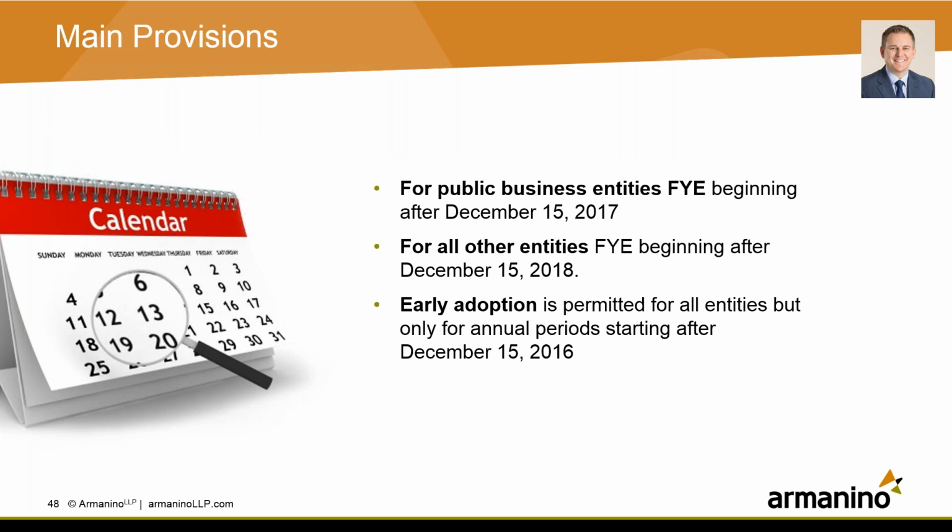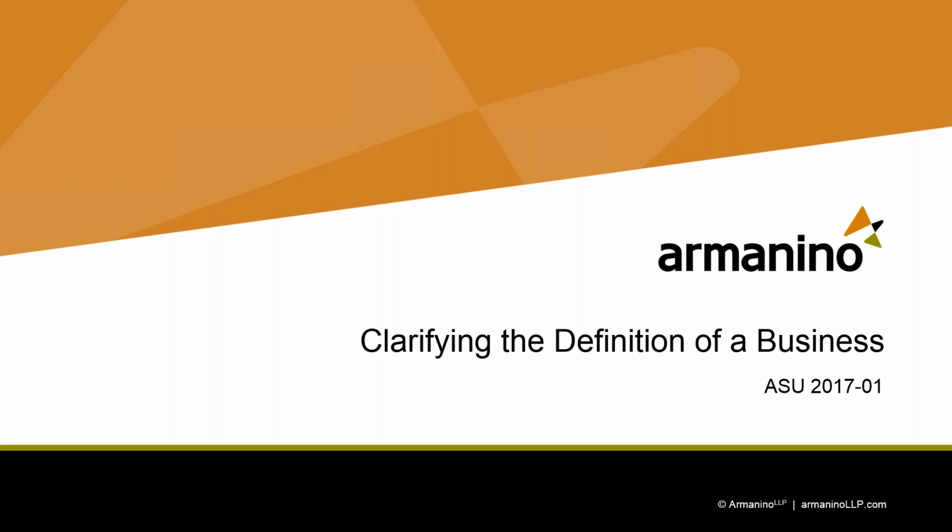So, for public entities, this is right around the corner. This is for fiscal years beginning after December 15, 2017, and for all other entities it starts in 2018. Early adoption is permitted, but only for annual periods starting after December 15, 2016.